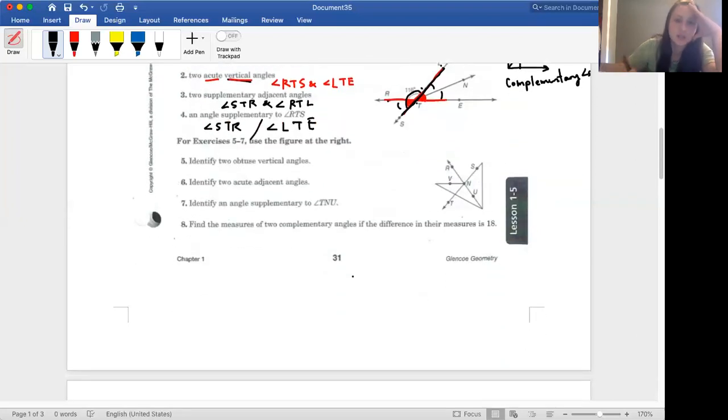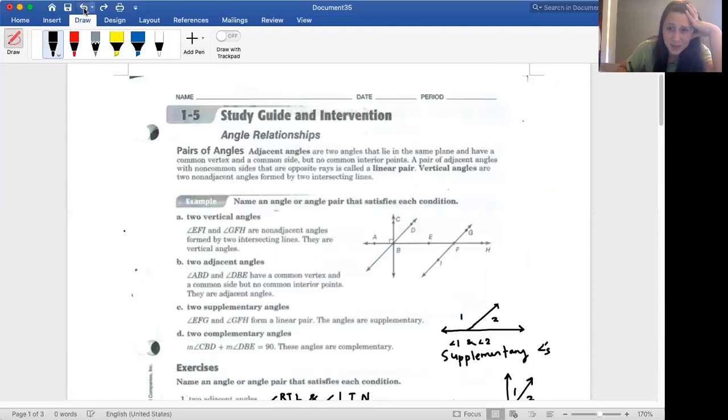Okay. Identify two obtuse vertical angles. Ooh, we've got a lot going on here. Two obtuse vertical angles. So I'm looking at two angles that are across from each other created by two intersecting lines. So if I think about this, I have a line here and a line here, and they're intersecting. And so the only obtuse angles that I see are right here and right here. And so I think that's my only answer.